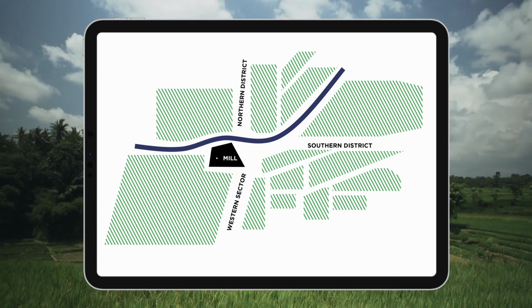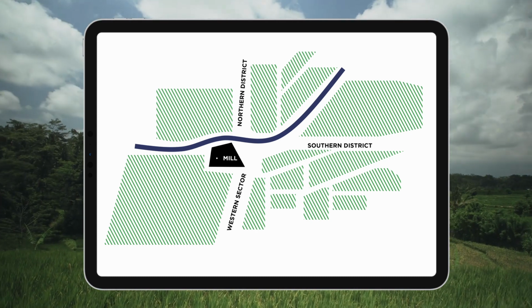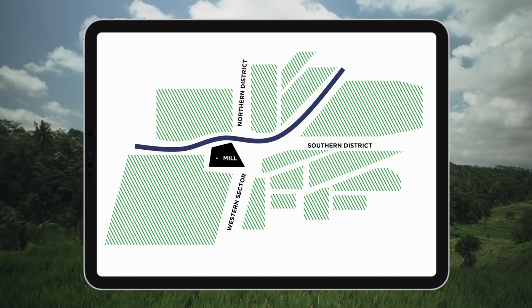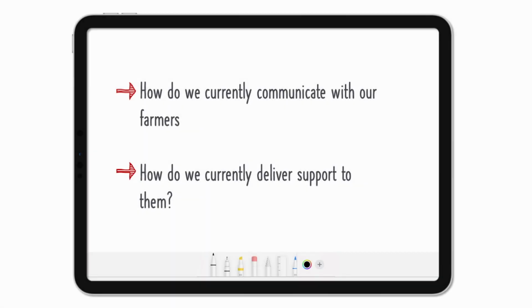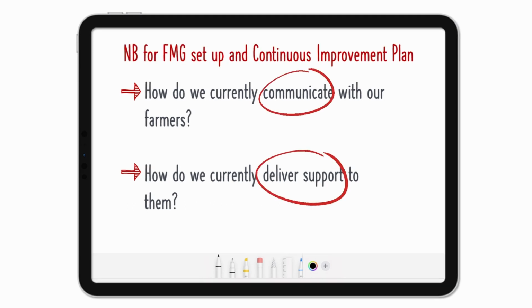And before we start looking at these different defining characteristics, ask yourself the question, how do I currently communicate with farmers and how is support currently delivered to them? Because those are probably mechanisms which you're going to need in order to execute the FSA well through farm management groups or even in terms of your continuous improvement plan.